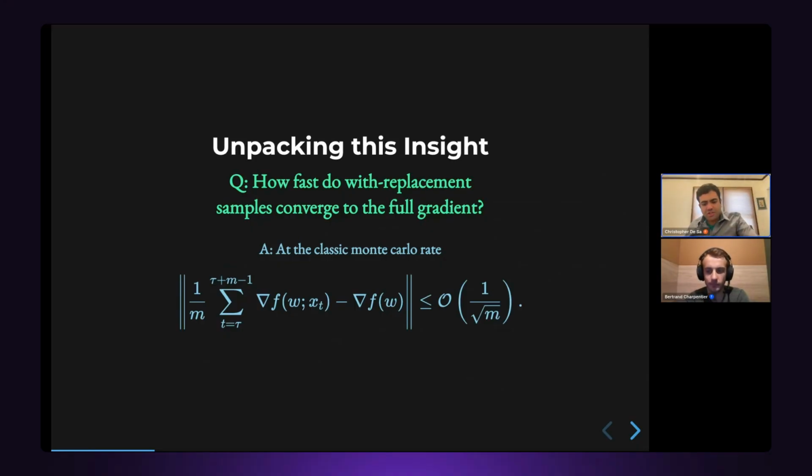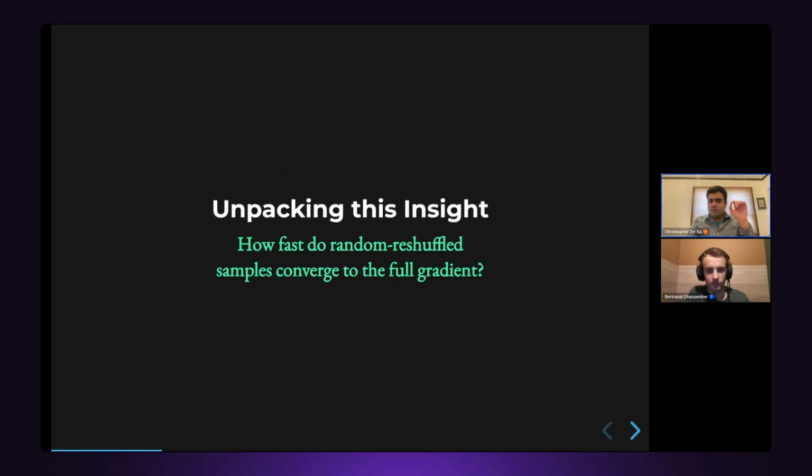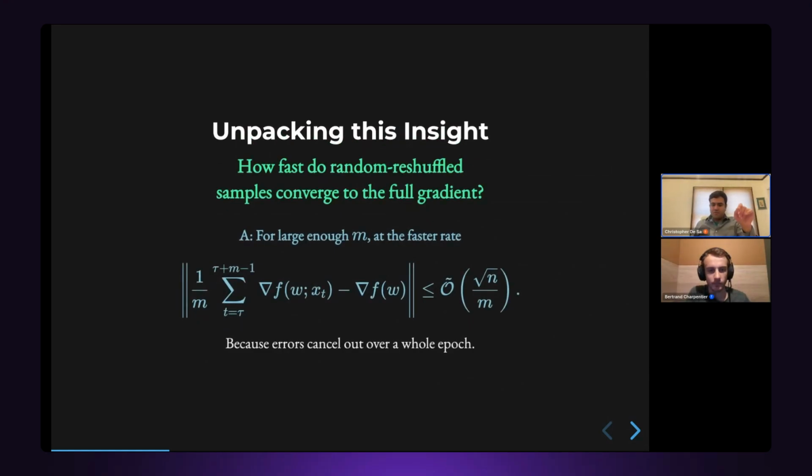However, if we look at random reshuffling, something interesting happens. For relatively small numbers of consecutive examples, it behaves like the Monte Carlo rate. But for larger numbers of consecutive examples that are averaged, if the examples that we're averaging contain an entire epoch, that epoch is going to contain each example in the data set once. And so all of the errors of those example gradients cancel each other out. Essentially, the error of that is 0.